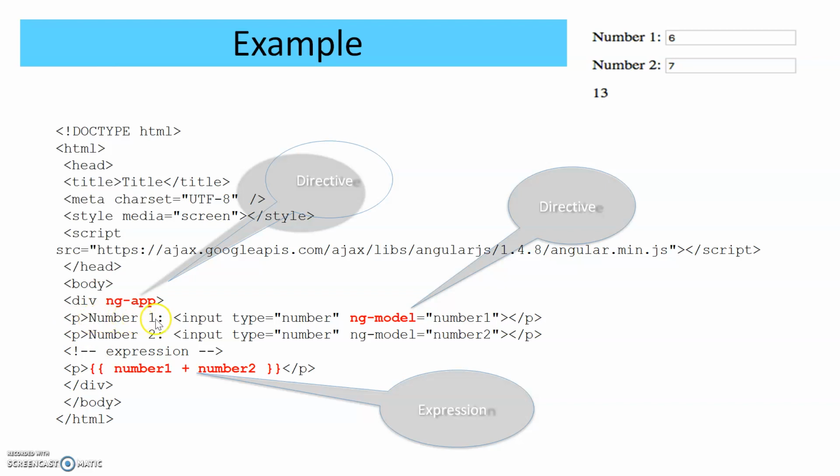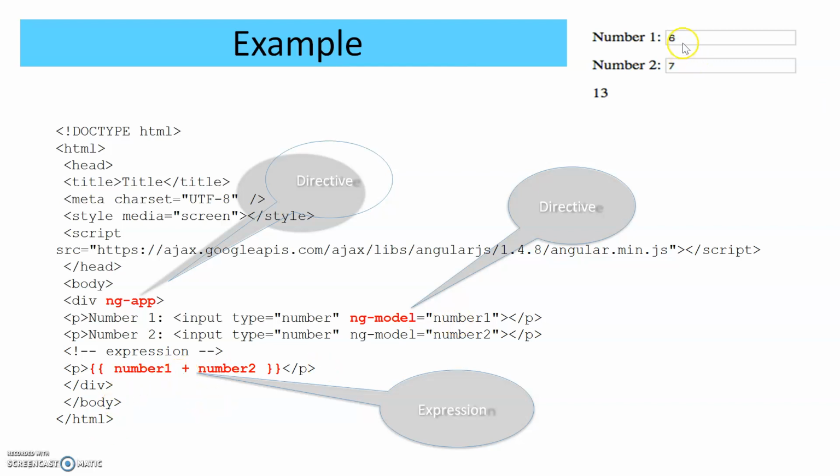One paragraph is taking number 1 with an input text box, ng-model with the model name number 1. The second is number 2 with a text box. Actually, this is a number type. So these two models, ng-model number 1 and number 2. Then we want to do the addition of this, and that will be done with the expression number 1 plus number 2. Remember that number 1 means the name of the model. So these two will do the addition and give the result.